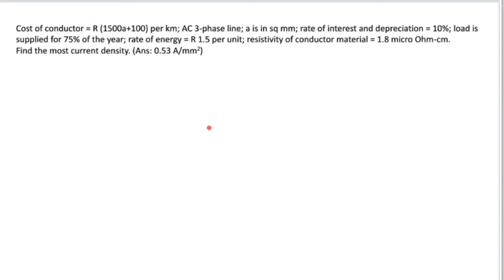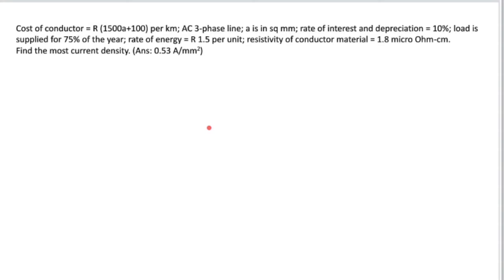What is written there? Sorry, yes, 1500A. I'm sorry. In that case, maybe the answer 0.53 is correct. Check the answer and tell me 1500A. I was saying 150 all the time. I'm so sorry. If it is 1500A, the answer will probably change.